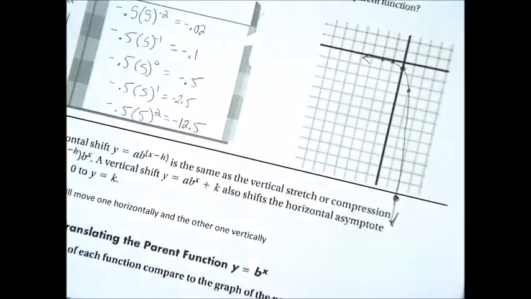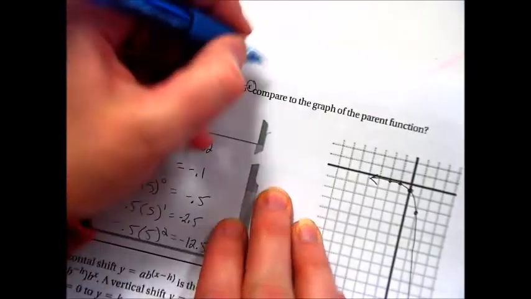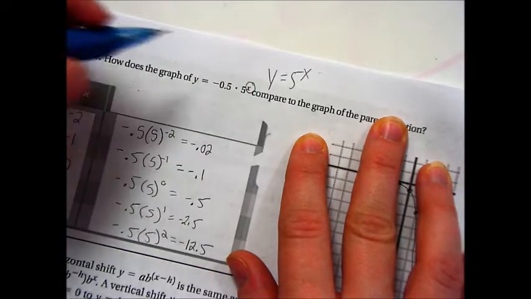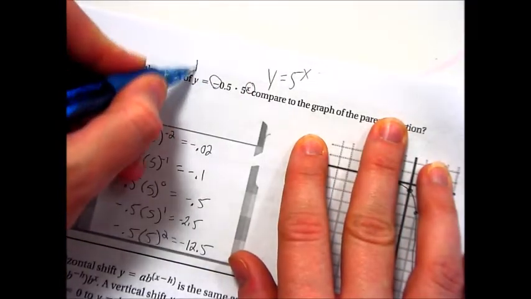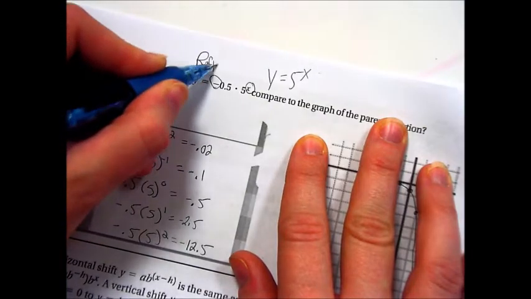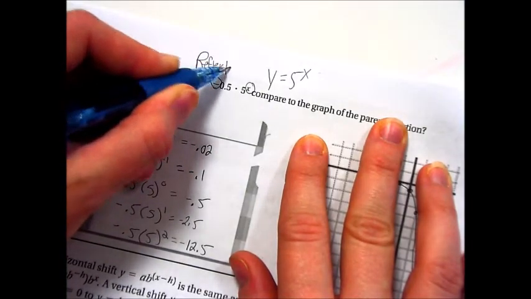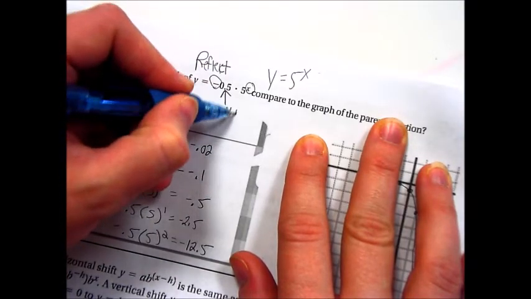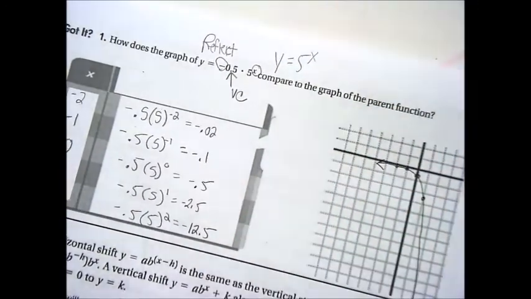All done. If I asked you how that compared to the parent function, the parent function would just be y equals 5 to the x up there. So it would compare by saying the negative would reflect it. And that's smaller than 1 that you're multiplying by, so that would be a vertical compression of 0.5.